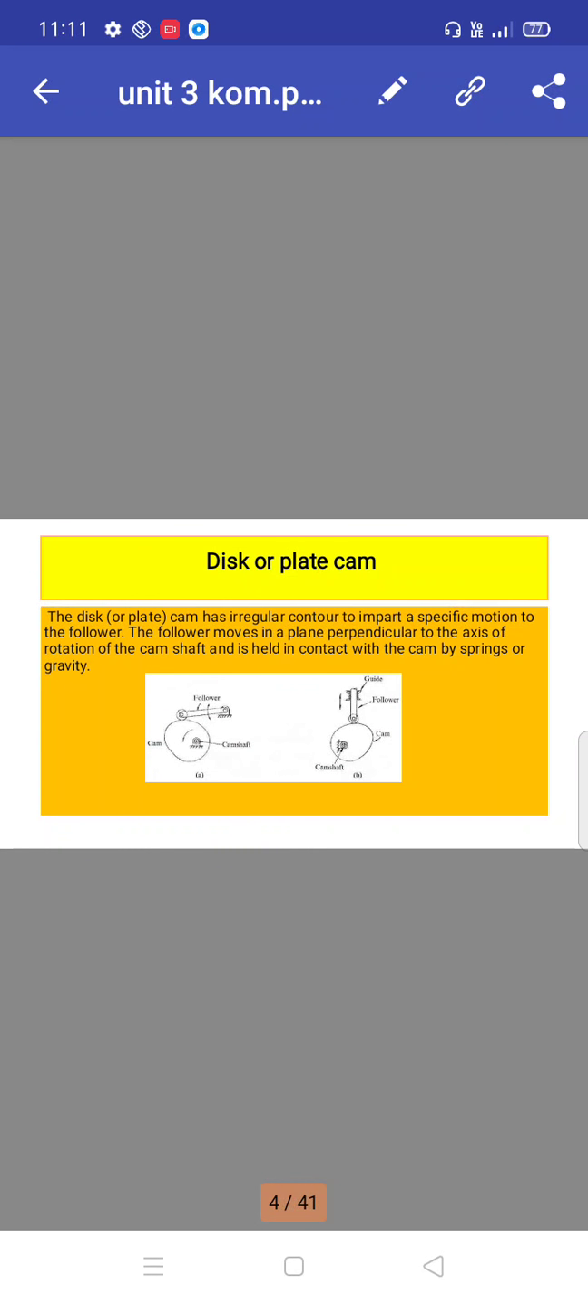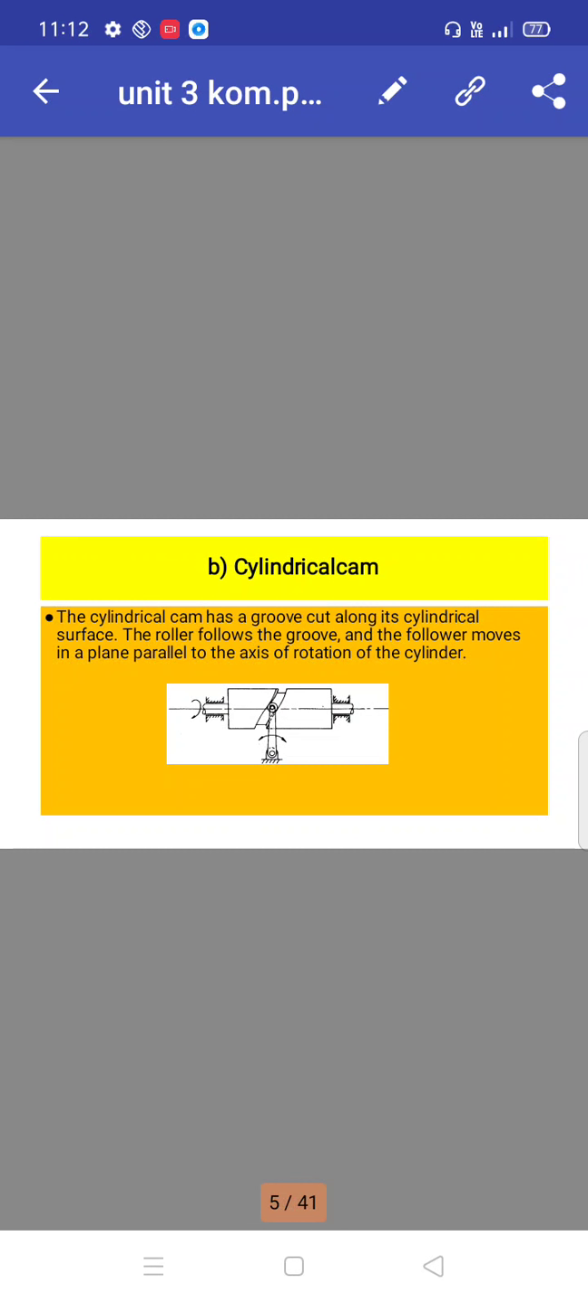Disc or plate cam. The disc or plate cam has an irregular contour to impart a specific motion to the follower. It is especially used for very specified motions only, so for unique kinds of motions we prefer disc or plate cams. The follower moves in a plane perpendicular to the axis of rotation of the camshaft, and it is held in contact with the cam by springs or gravity.